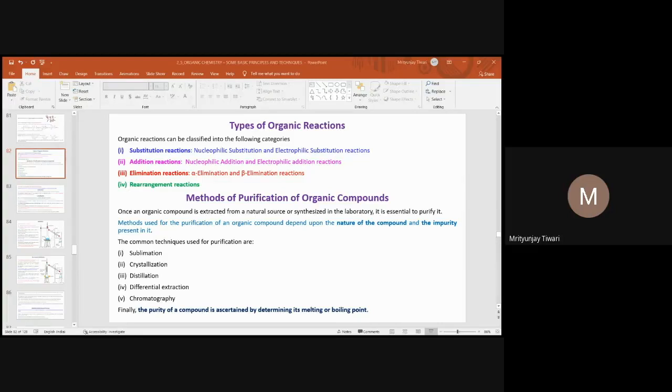Everything is there in the jar. Now let us look into the qualitative analysis of organic compounds.